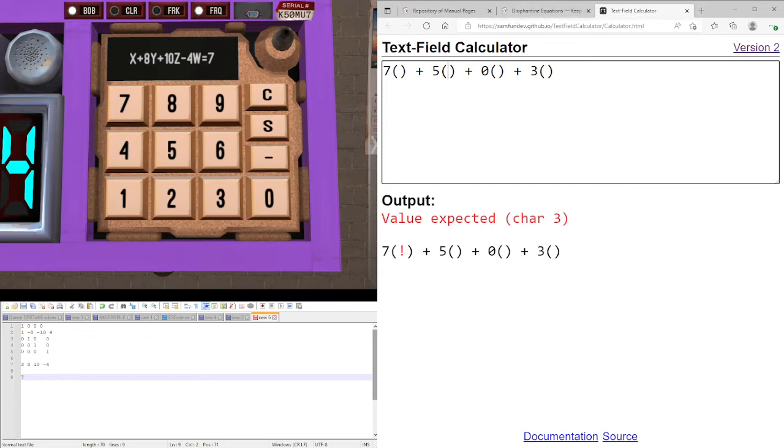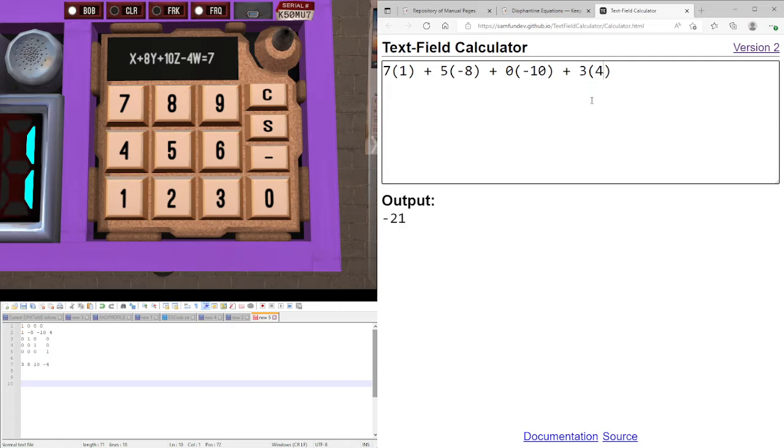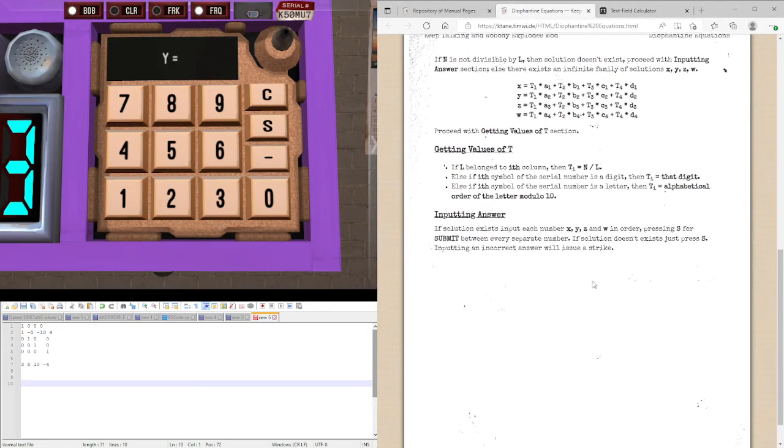So now let's substitute each of these numbers in. This will give us the answers for X, Y, Z, and W. X is going to be a bit more work than the others. So in 1, negative 8, negative 10, and 4, we get negative 21. So we type negative 21, submit, and if we got it right, it will let us submit the number and it won't give us a strike. I think it will strike you immediately.